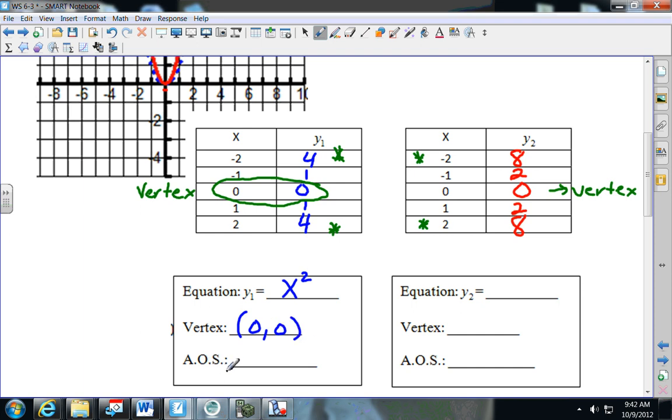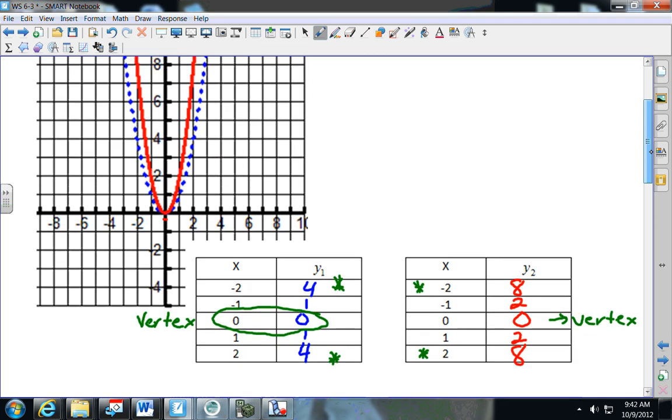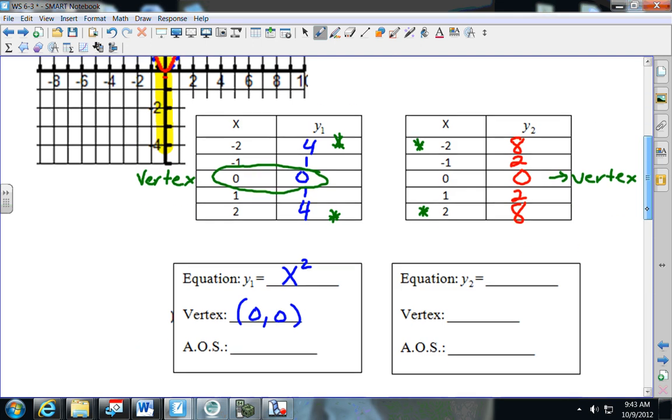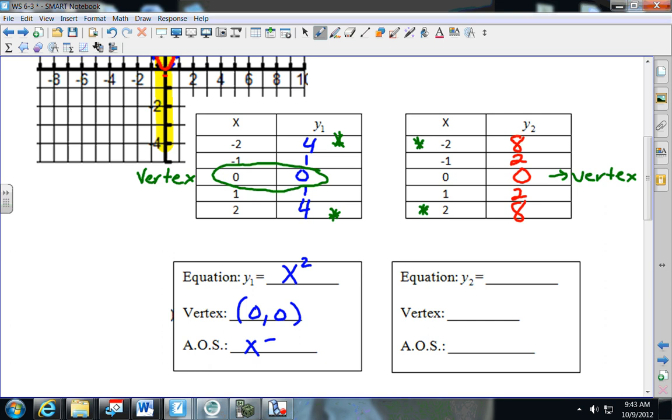AOS means axis of symmetry, and that's where you fold the parabola in half. Here is my axis of symmetry right there. It's the y-axis, but what's the equation of that line? X equals 0. It's x equals whatever the x number of the vertex of the parabola is. So it'll be x equals 0.